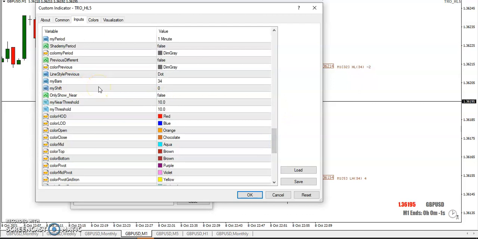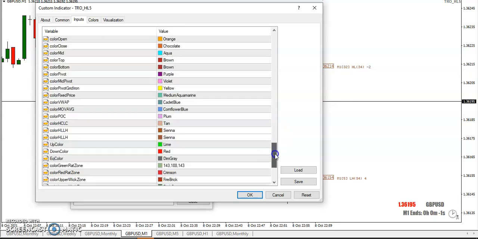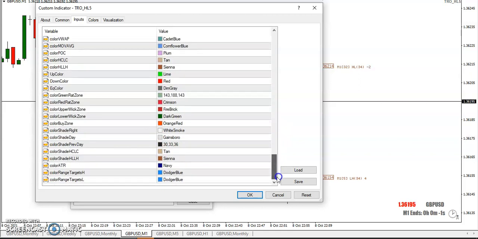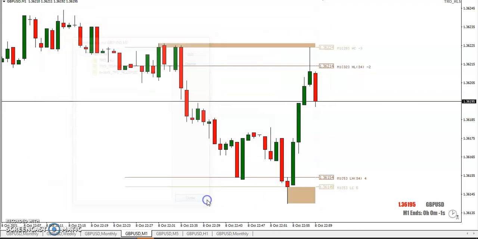Now I'm going to use a one minute period. So it doesn't matter what chart you look at, you'll still have the 1 minute period. My bar's 34. This is going to simulate the 3 ball and the 3 level ZZ indicator. And then if you come down here, you can pick your colors too. So this is what we have.